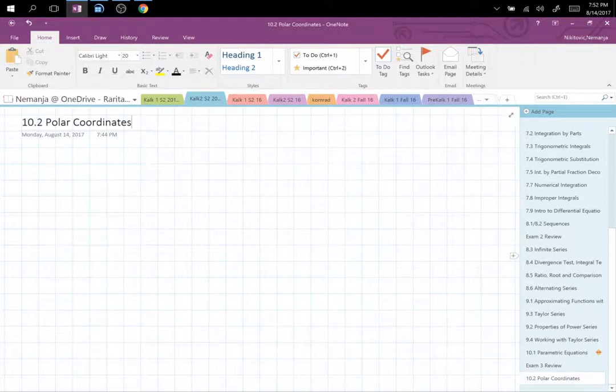Hello and welcome back to Calculus 2, section 10.2, polar coordinates. All right. So what do we know? What do we need to know for this section? Well, hopefully values for sine of 30 degrees, sine of 60 degrees, tangent of 30 degrees, and so on. Well, we don't need tangent. Sine and cosine.